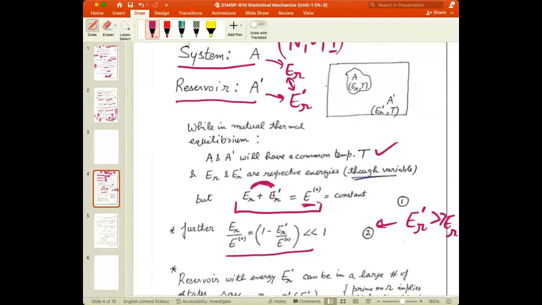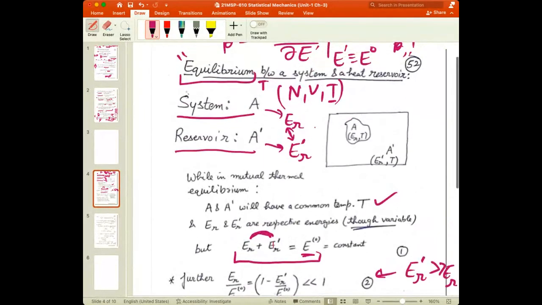So basically, I was discussing that my system, which is being symbolized by this symbol A, is in thermal contact with a heat reservoir, which is very large in its volume as well as energy.